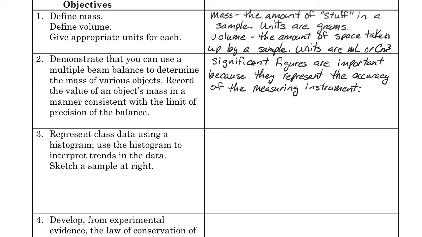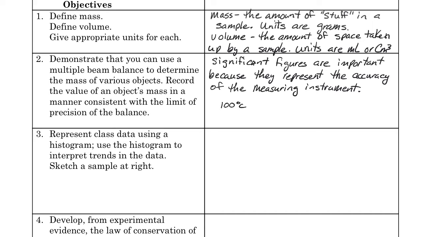Significant figures are important because they represent the accuracy of the measuring instrument you're using. Let's say that you're taking the temperature of something and you've got one thermometer that only measures things in units of 100 degrees Celsius. So your thermometer starts at 0, and then it goes up to 100, then 200. So the marks on the thermometer are 100 degrees apart.